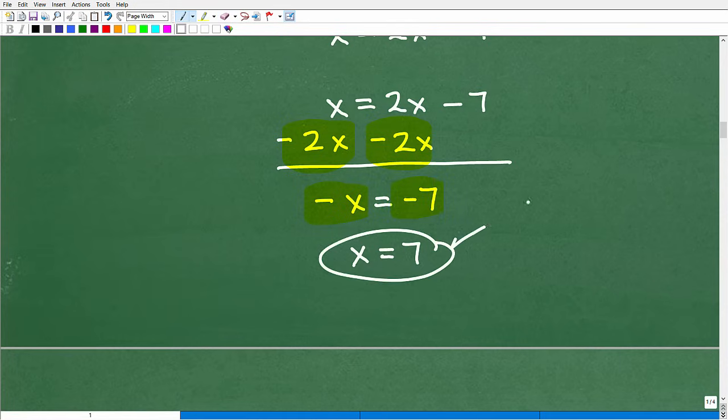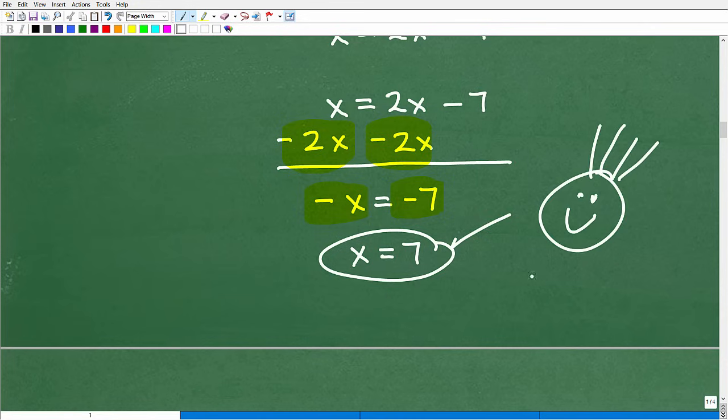So at this point, a lot of you would be so excited. You'd be like, I am so awesome in math. Look at me. Here you go, Mr. Teacher. X is equal to 7. I need my A+. Can you please give me my A+? And then I turn around and give you a B. And then you're like, hey, what's going on here?